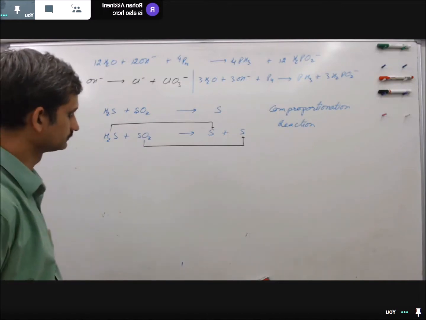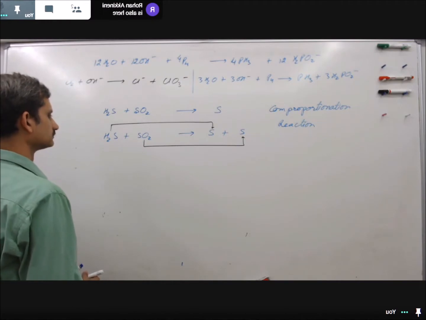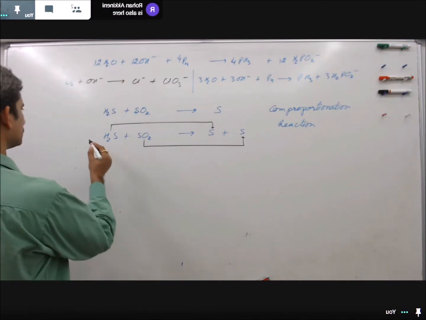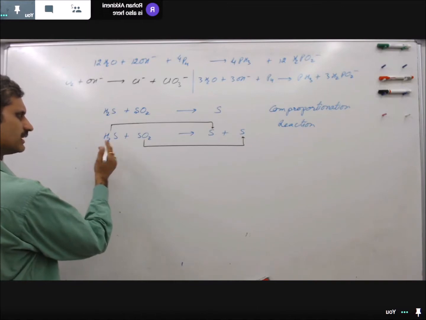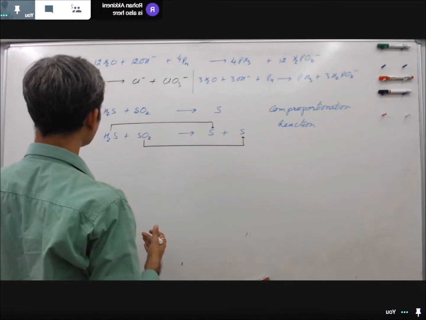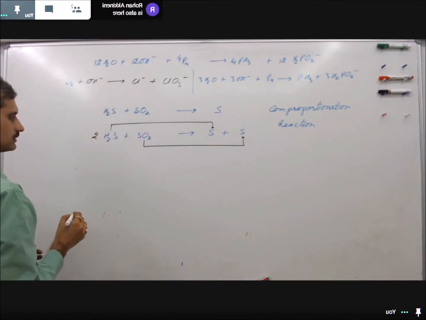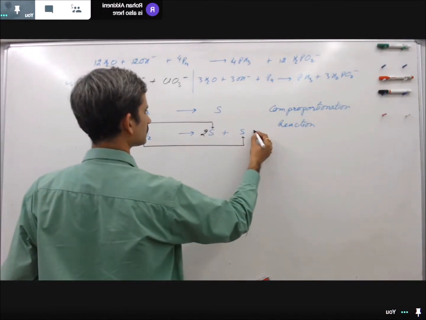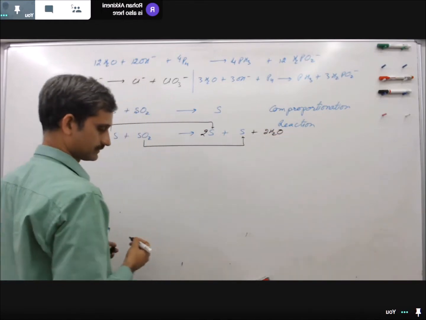3S plus 2H2O gives 2H2S plus SO2. Why did you reverse it? S is on the right hand side. Oh, yeah. 2H2S plus SO2 gives 3S plus 2H2O. Right, it is balanced.